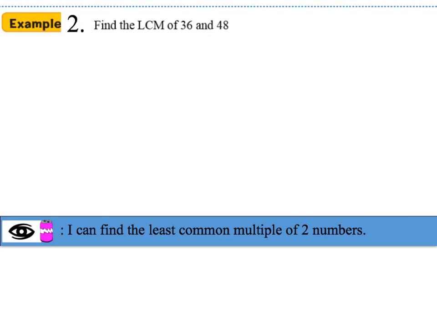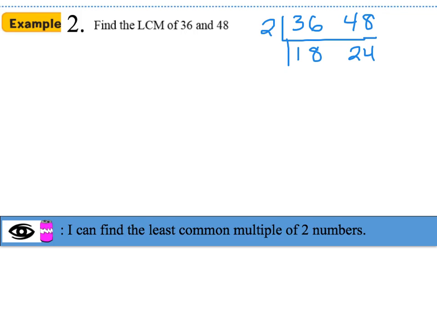Example number 2 says find the LCM, or the least common multiple, of 36 and 48. Let's draw our ladder. Write 36 inside and 48 inside. So let's think of a number that goes into both. The number that I can think of would be 2. 2 goes into 36 18 times. And 2 goes into 48 24 times.